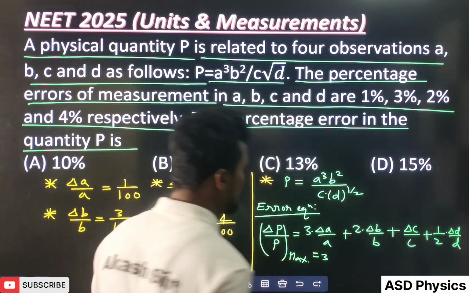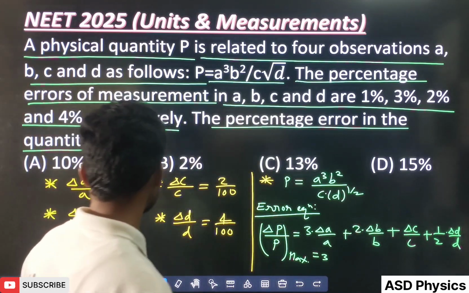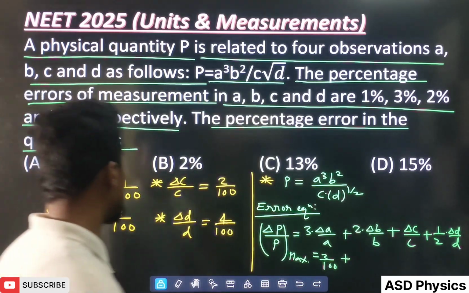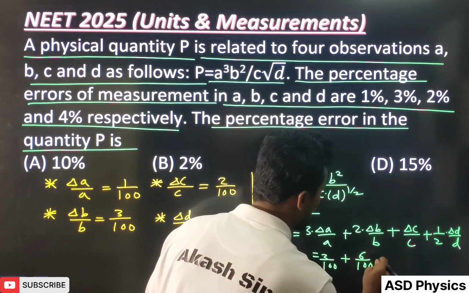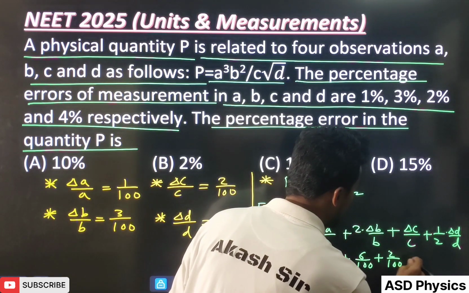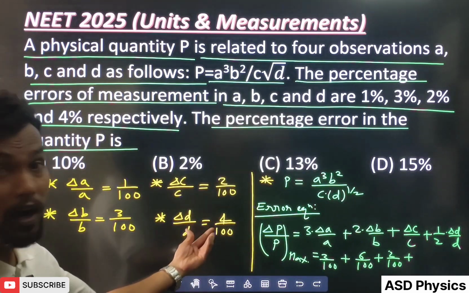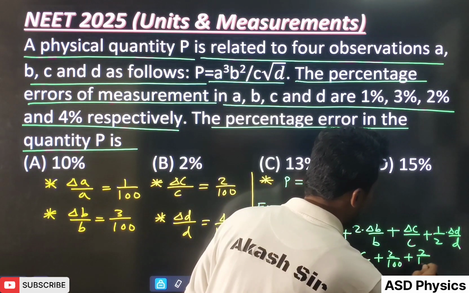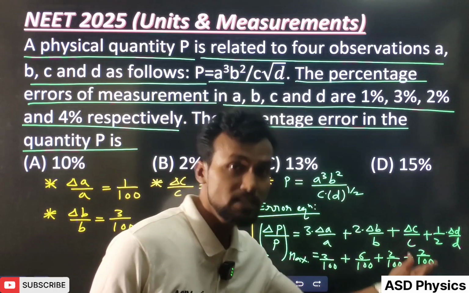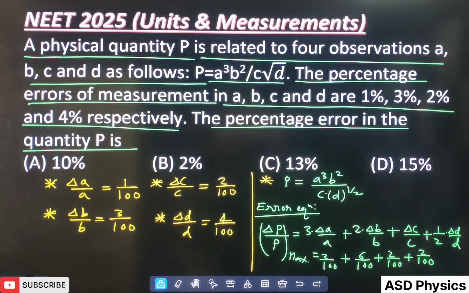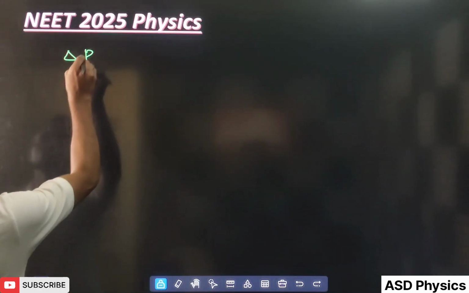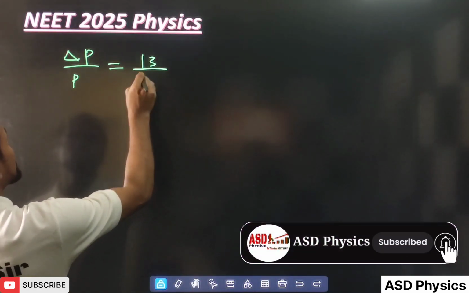So see here, 3 delta A by A, delta A by A is given here 1 by 100, so 3 into 1 by 100 means 3 by 100, plus delta B by B means 3 by 100, so 2 into 3 by 100 means what is coming here? 6 by 100, plus delta C by C, how much here? 2 by 100, plus half delta D by D, so half into 4 by 100 means it will become 2 by 100 here. So when you count here, 6 plus 3 is 9, 9 plus 2 is 11, 11 plus 2 how much? 13 by 100. So students, you can see delta P by P is coming maximum 13 by 100.